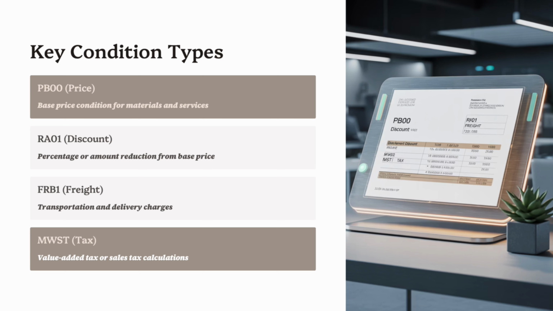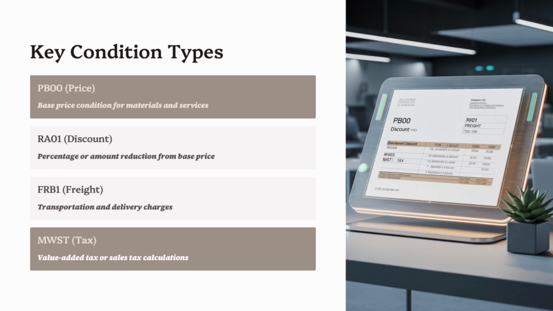Part 2. Key condition types in purchasing. In SAP MM, condition types represent the individual components of pricing. Each type has a specific role in calculating the final net price of a purchase order. Let's go through the most important ones.